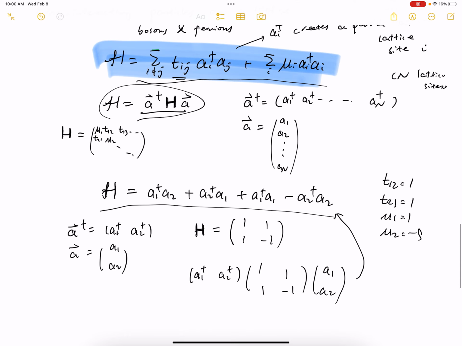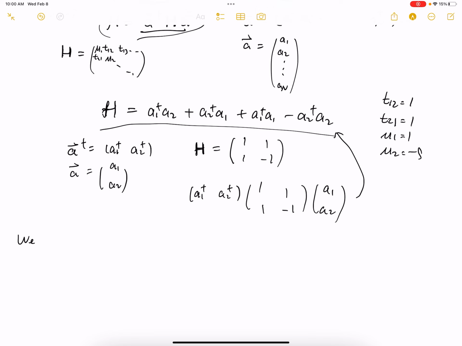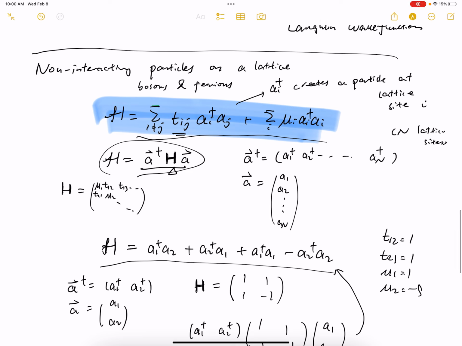Okay, so why do we need to do this? The reason is, once you write this quadratic Hamiltonian in this matrix form, you can actually diagonalize the matrix. So that's the key here. We can diagonalize this matrix H here. And once you diagonalize this bold matrix H, at the end of the day, it allows you to solve the eigenvalues, the whole energy spectrum of the Hamiltonian.